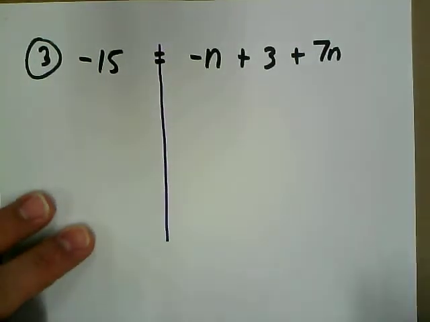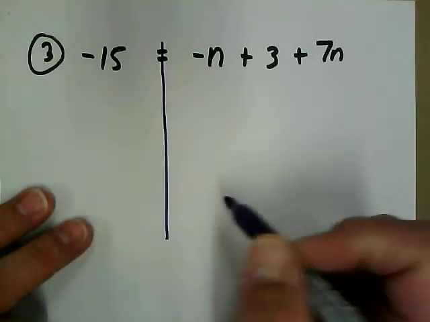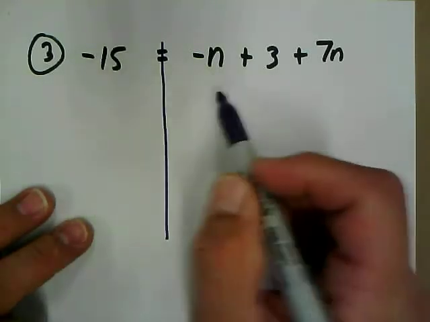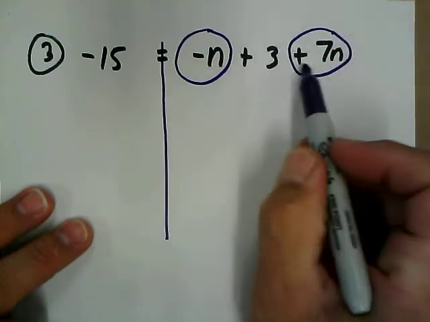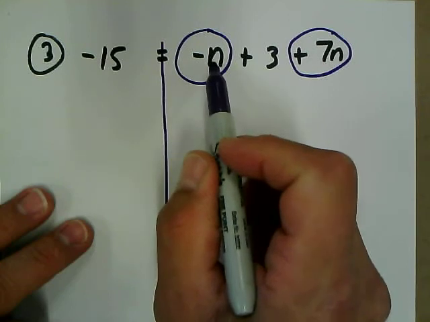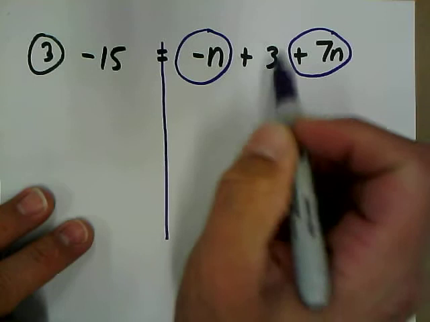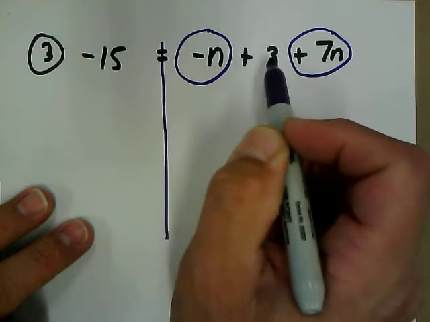All right, so let's separate that problem. Let's look again. No distribution. There's no parentheses. But there are like terms. There's no like terms over here, but there are on this side. We have an n here, and we have an n here. And note how I take this so that I include that negative with this n, that plus with that 7. If there was a minus here, you would need to make sure that goes with that.